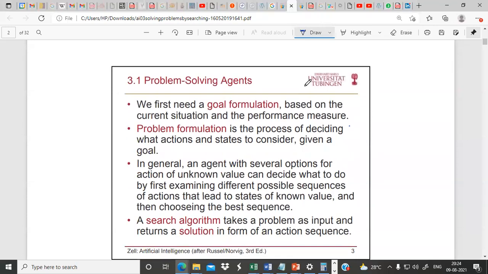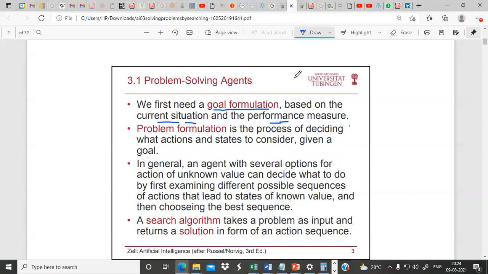So when you want to design a problem solving agent, first we have to formulate the goal. What is the goal? This goal formulation is based on the current situation and the performance measure. The current situation can be called the initial state. So goal formulation depends on the initial state and the performance measure. In the last lecture we discussed that with the performance measure we rank the agent, like how good it is doing.